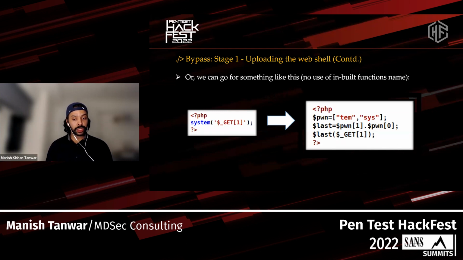In this one, I'm just putting strings in an array, then concatenating those array values, and then I'm executing the command from a GET parameter. So these things can actually help us upload something which is not going to get detected by the WAF.